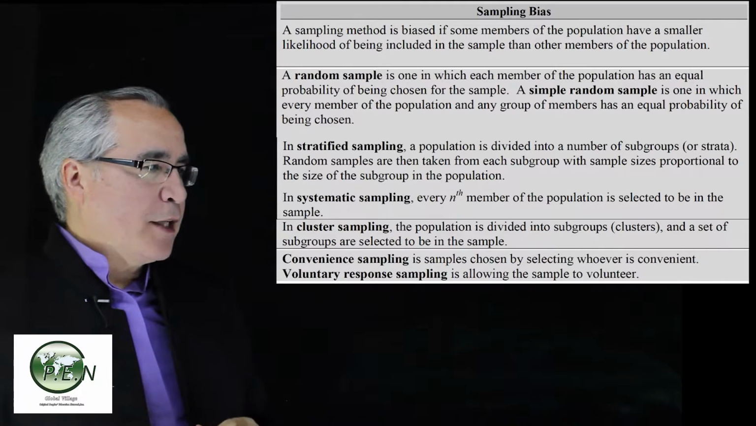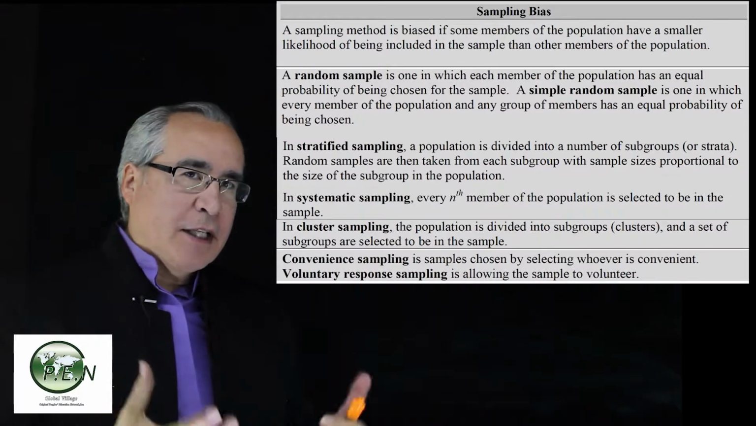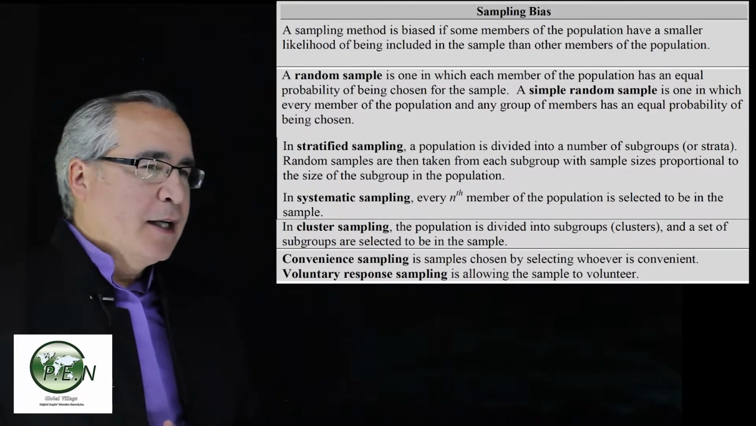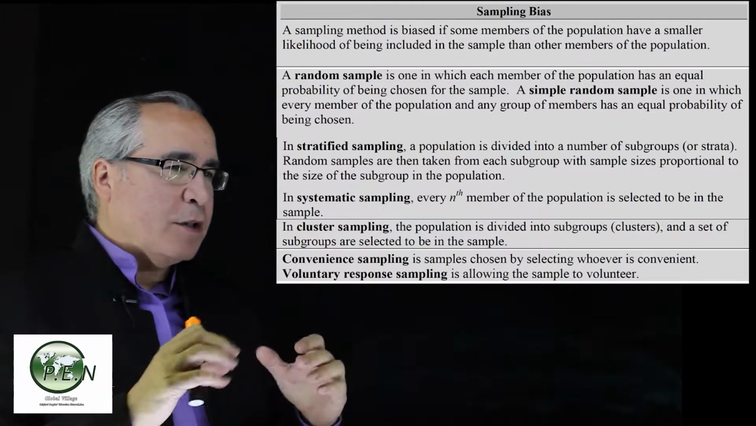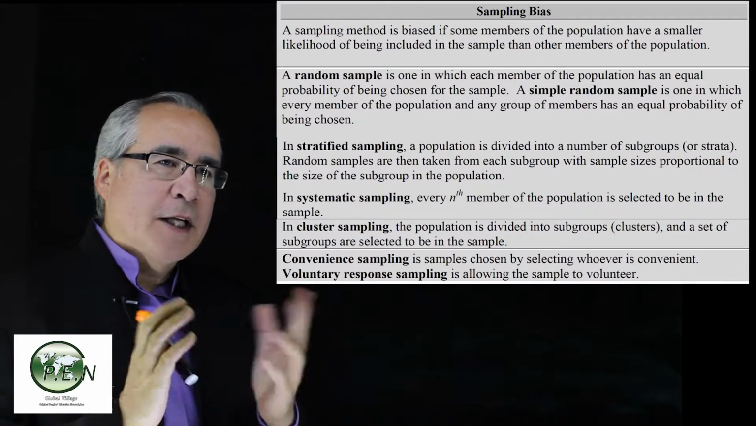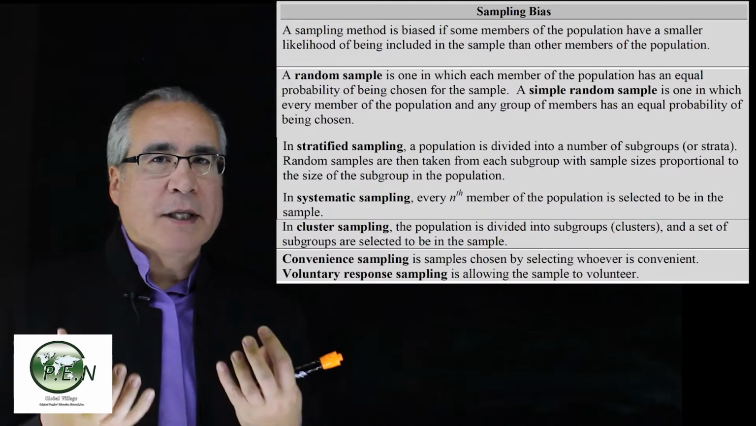A simple random sample is one in which every member of the population has an equal opportunity to be chosen, equal probability. There's also a way of doing a stratified sample. This is when you divide it into smaller groups and then you sample each of the individual groups. This is helpful if you are doing a study maybe to see differences between men and women.